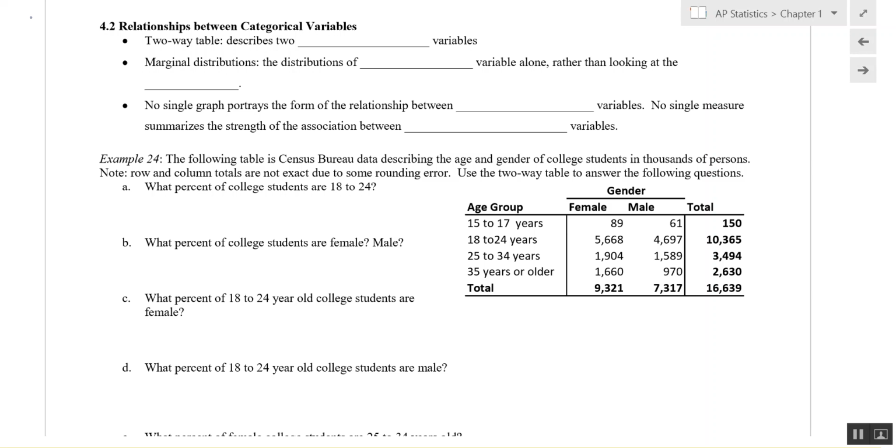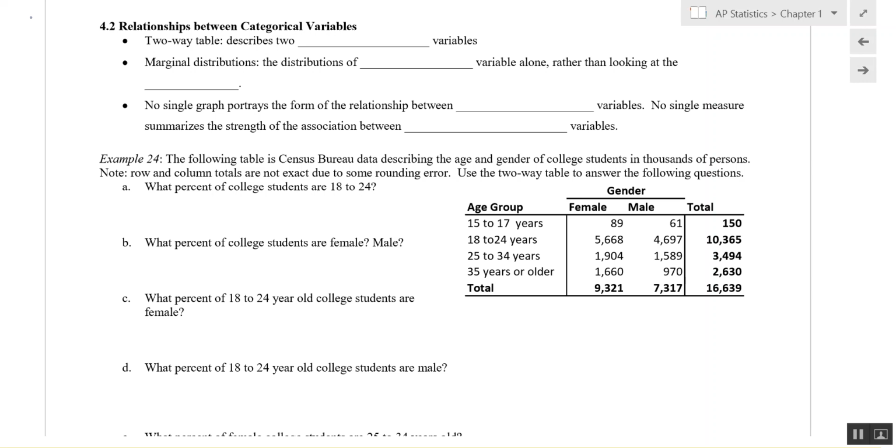Hi, AP Stats. We're going to continue talking about relationships between two categorical variables. We've been dealing with quantitative data for most of this chapter, and we're going to flip back and talk about categorical variables. A lot of you could probably figure this out on your own, but we're just going to talk about it a little bit. There's some interesting stuff that comes up.